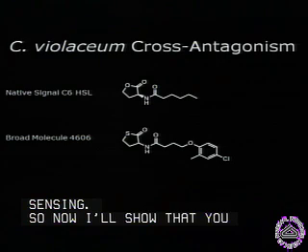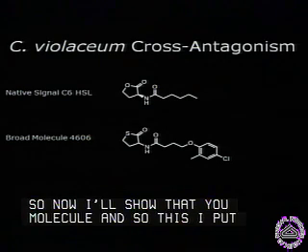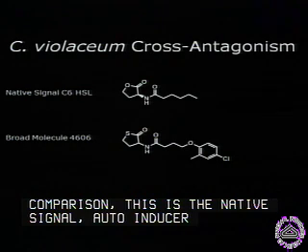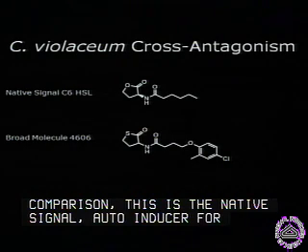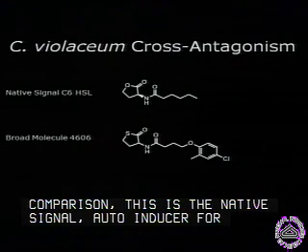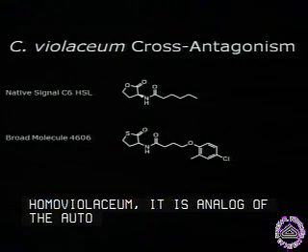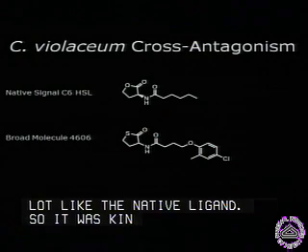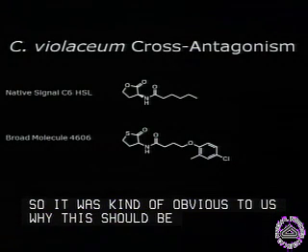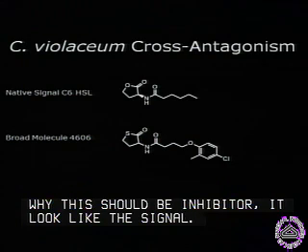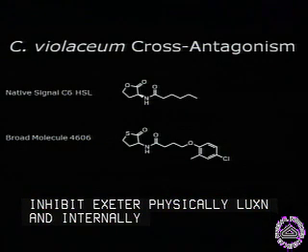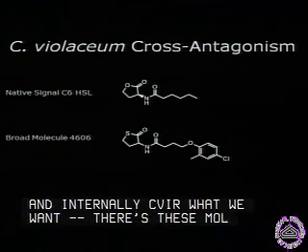And so this, I just put a comparison. This is the native signal, the autoinducer for Chromobacterium violaceum. And this is one of the 15 molecules that work the best from the Broad collection that Lee brought back. And so now what I hope you can see is that this molecule really is an analog of the autoinducer, right? So this part actually does look a lot like the native ligand. And so it was kind of obvious to us why this should be an inhibitor. It looks like the signal. So now we have molecules that inhibit externally LuxN and they inhibit internally CviR. But they're just these molecules that came out of this library of random molecules.